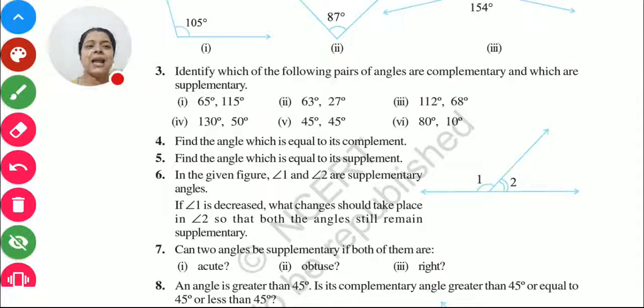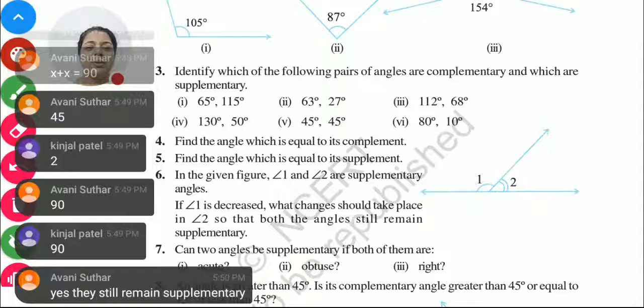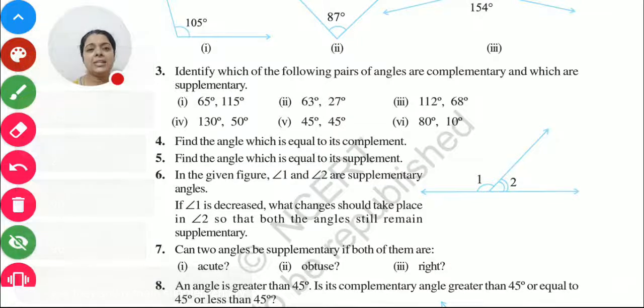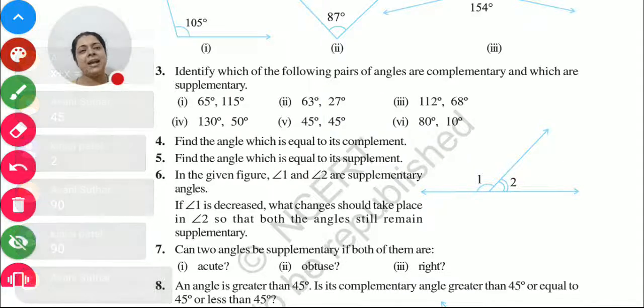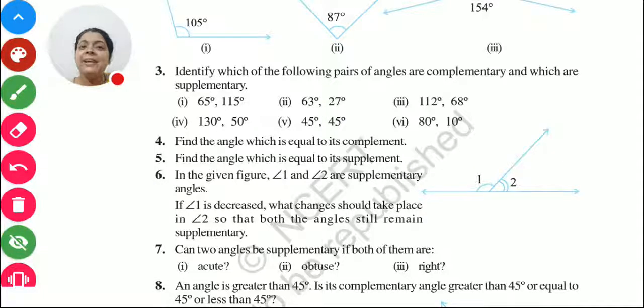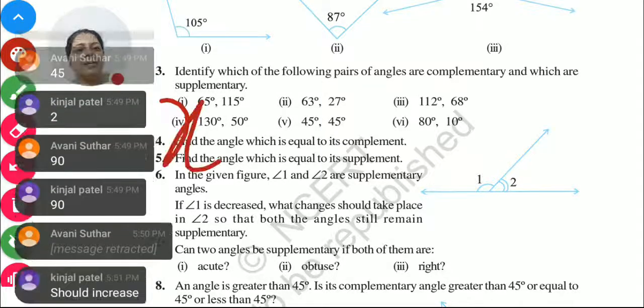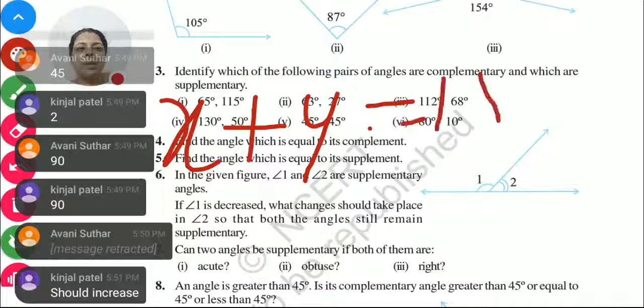Angle 1 is decreased. Undoubtedly they will remain supplementary, but how is it possible? It's asking that if angle 1 is decreased, what changes should take place in angle 2? Undoubtedly, if angle 1 is decreasing, angle 2 will increase. Angle 1 is decreasing, so angle 2 will increase to make it 180 degrees. So what we find here, you just see, x plus y is equal to 180 degrees.